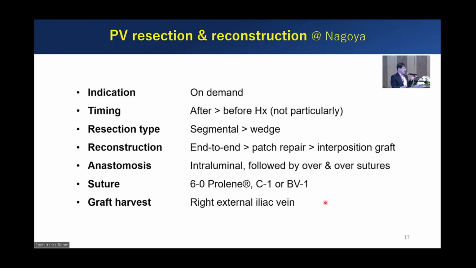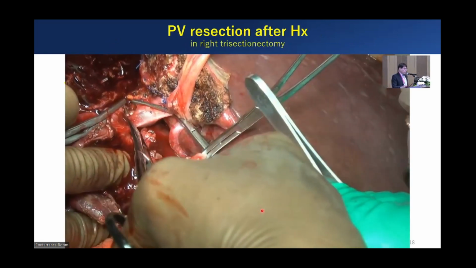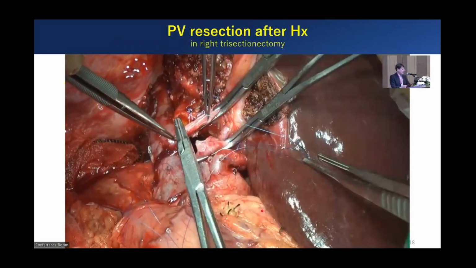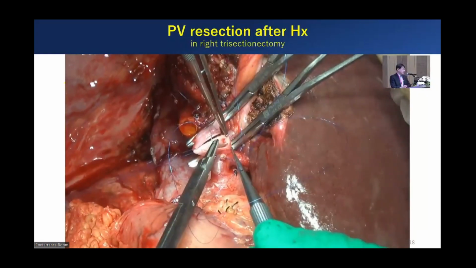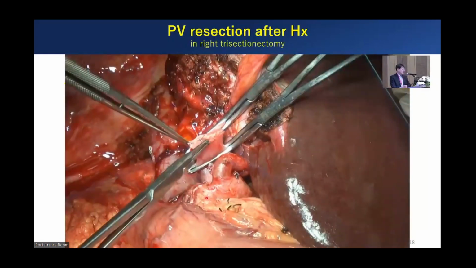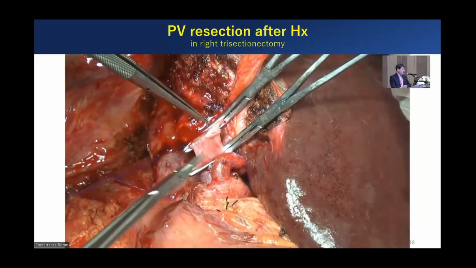And if we need a graft harvest, our preference is the right external iliac vein. This is the basic technical portal vein anastomosis. This is probably very common. This is after hepatectomy. We perform the portal anastomosis like this. Two stitches placed like this, and intraluminal suture and anterior wall.